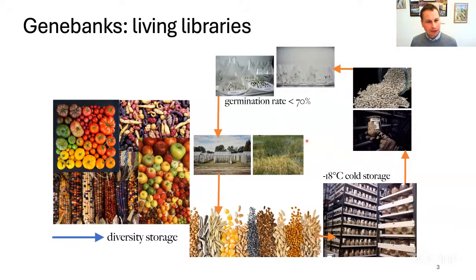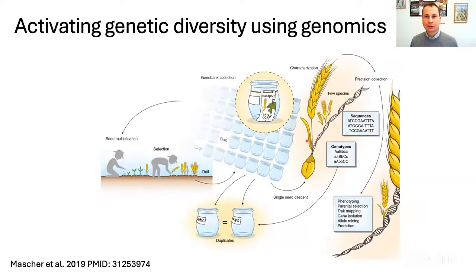It is a large logistical effort, but the rationale for having gene banks is that they are living libraries of crop diversity and an important resource for crop improvement. But like real libraries that have books, the real value comes not from just holding the books, but also reading the books. And this is the great research challenge: how to activate the genetic diversity that is maintained in gene banks for crop improvement. We adopted a genomics approach.